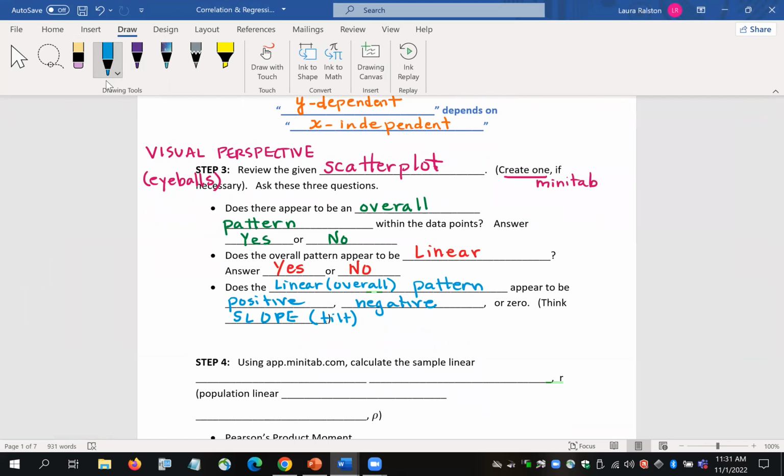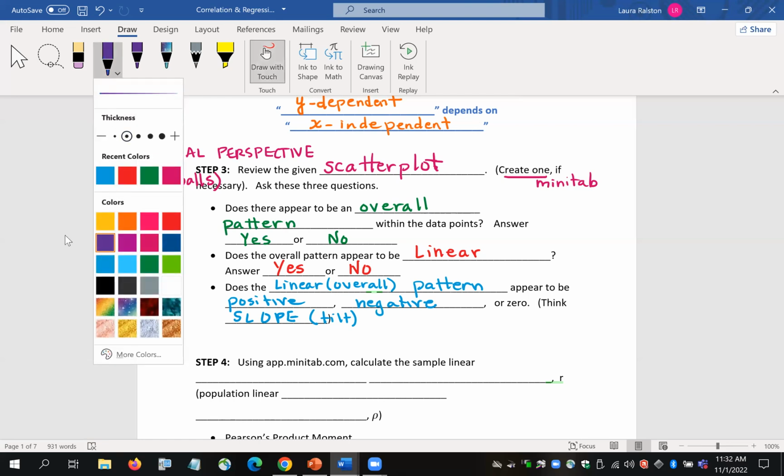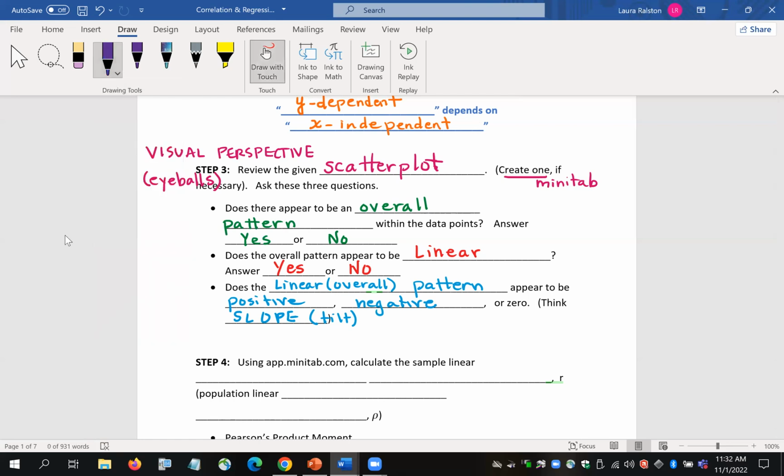Visually, we're going to make a determination using our eyeballs. We're going to answer questions. Is there a pattern? We're going to say yes or no. Does that pattern appear to be linear? Again, we're going to say yes or no. And then, is that overall linear pattern positive, negative, or zero? But we don't stop there, again, because we could have disagreement because we're using our eyeballs. So the next step in the process is we're going to look at it more from an algebraic perspective.